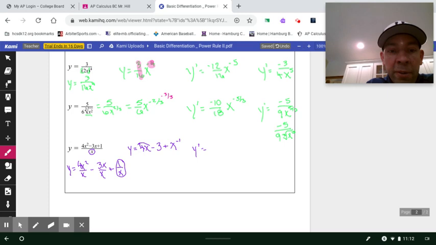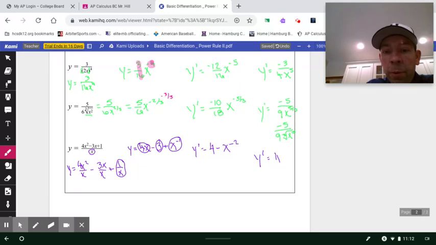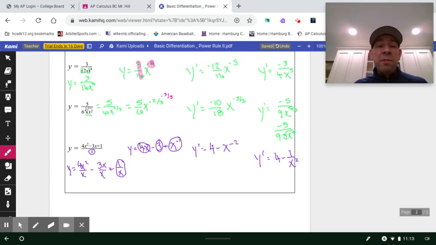So the derivative of 4x just becomes 4. The derivative of 3 becomes 0. And then the derivative of this term becomes minus x to the negative 2. Rewriting that makes 4 minus 1 over x squared. And ladies and gentlemen, that's all there is to it. So hope that you found those problems a little bit challenging. Hopefully they pulled you out of your comfort zone just a little bit. And by golly, we're getting pretty good at derivatives.